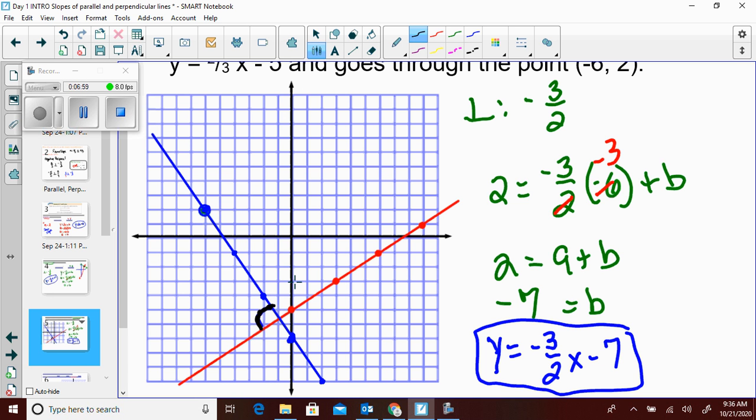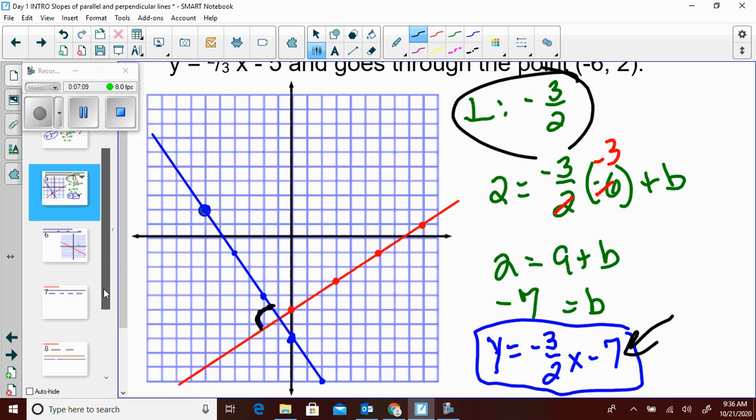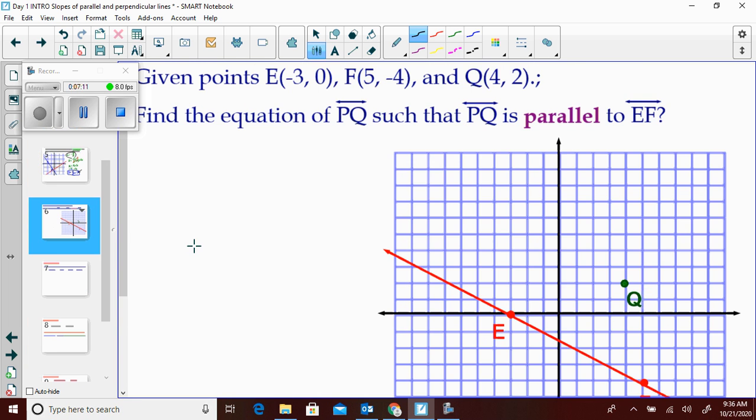So when we're solving for parallel and perpendicular lines, you have to identify the slope first, plug it in to get your b. One last one, then you'll have some stuff to do on your own.